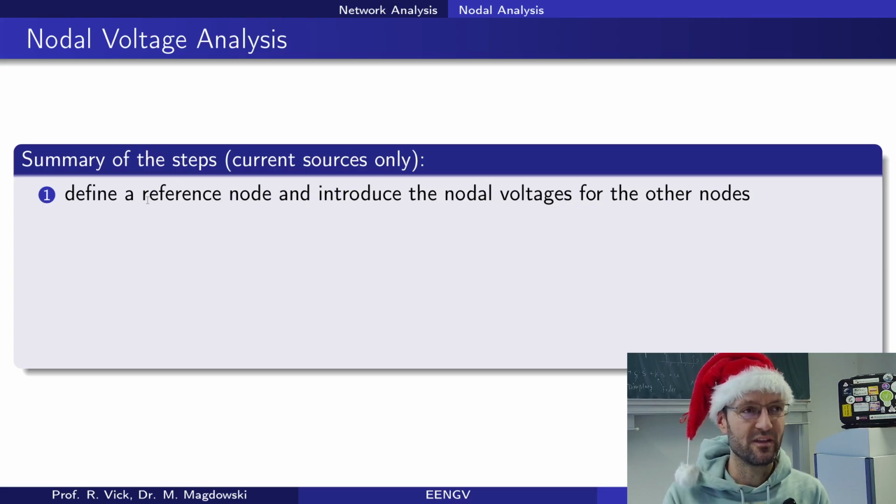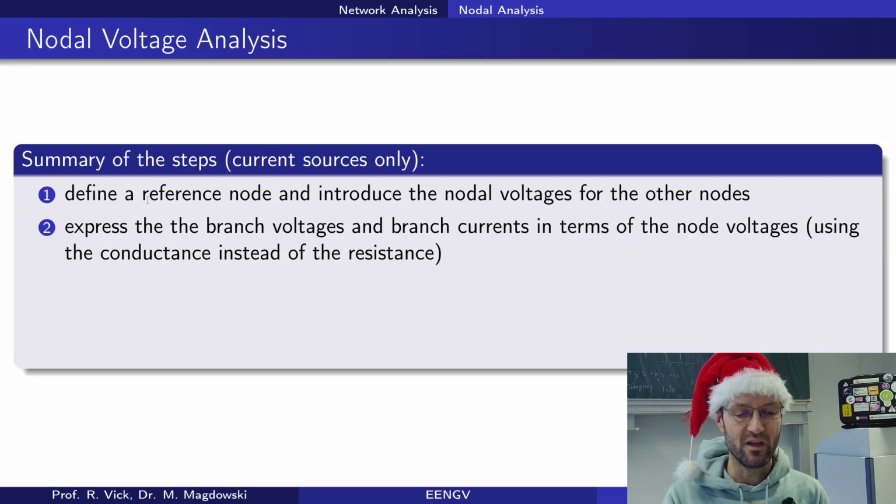If a network has a certain number of nodes, let's say k nodes, how many independent nodal equations are there? How many of them are linearly independent, giving us a system of equations with linearly independent equations? k minus 1. So if we have k nodes, there will be k minus 1 independent nodal equations. If we set one node as a reference node, this is the node that we kick out of the equation system. Then we express all the branch voltages and all the branch currents in terms of these nodal voltages. What this is, we will see in a second.